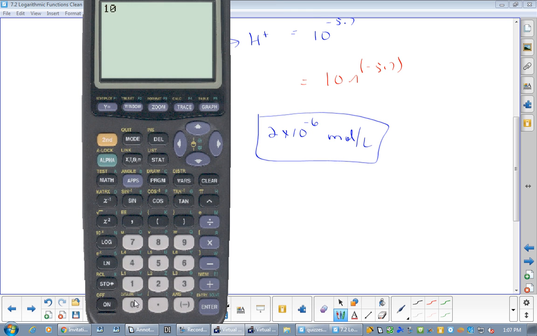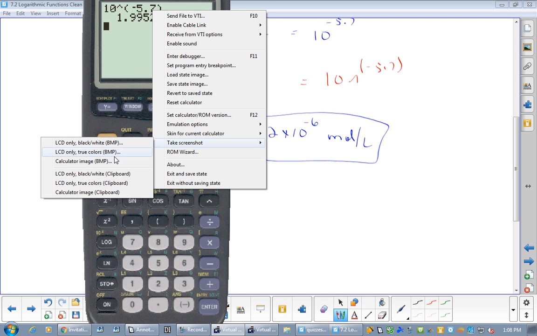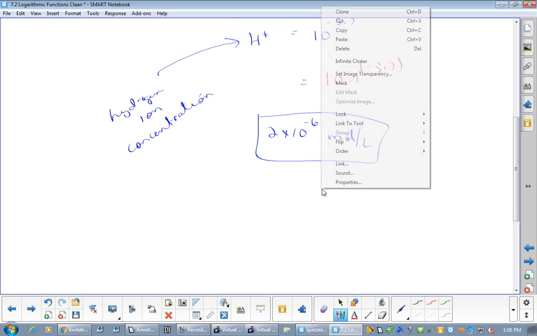So 10 to the exponent, and then I'm putting negative 5.7. What is second function log? Enter. See? 2 times 10 to the negative 6. Whatever they ask you to round it to. This would be a multiple choice question for sure.